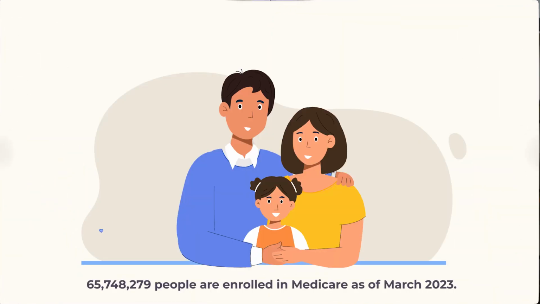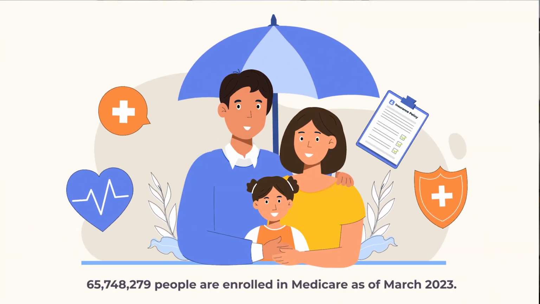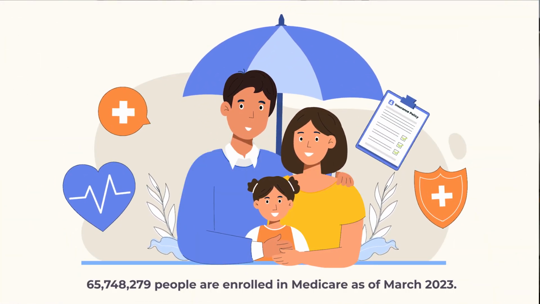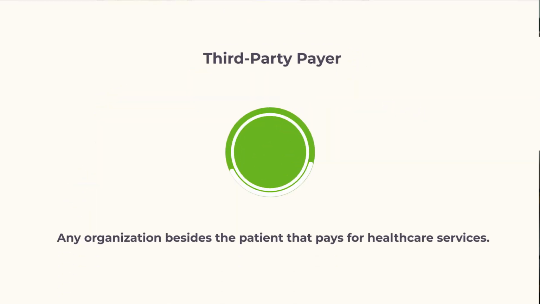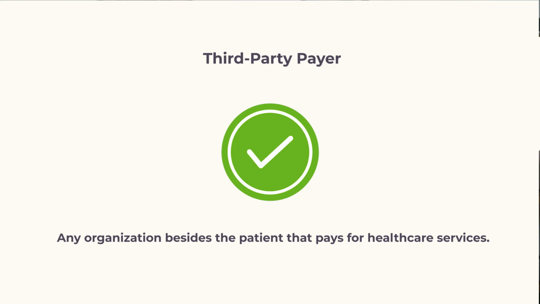Medicaid packages vary from state to state. It's a joint payment from the federal government and the dependent state. The number of people enrolled in Medicare as of March of 2023 is 65,748,279 people. A third-party payer is any organization besides the patient that pays for healthcare services.